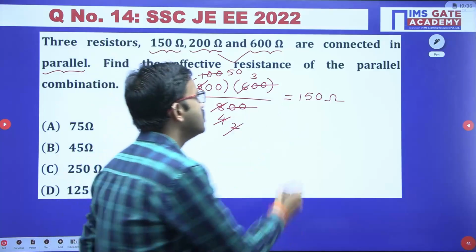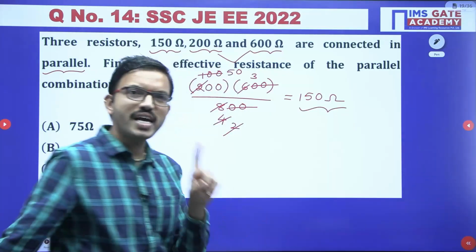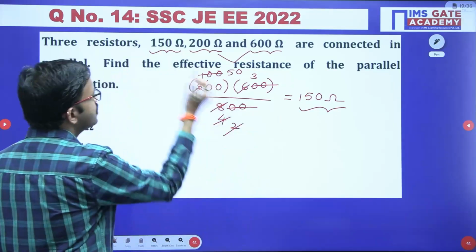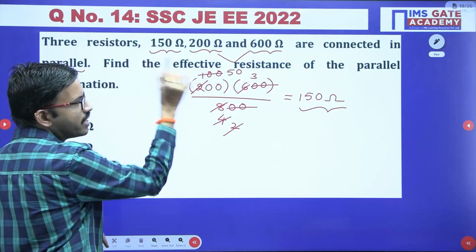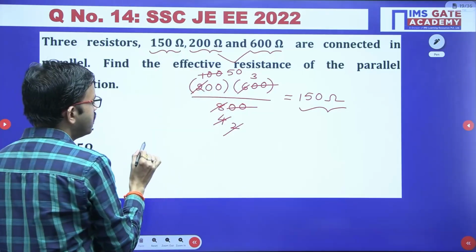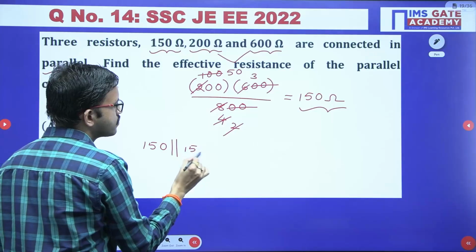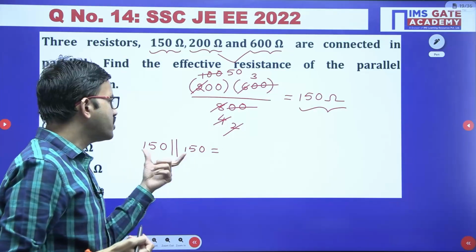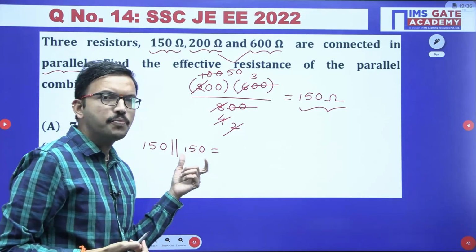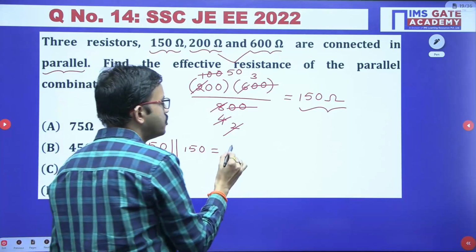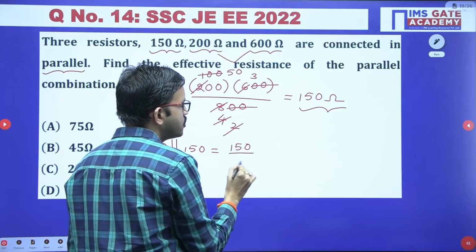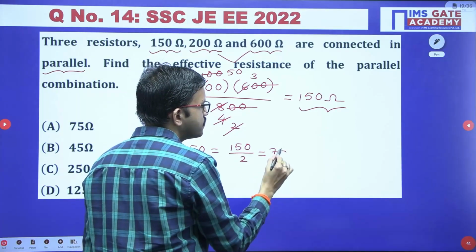Now just observe, the moment you get 150 ohm as one resistor, that resistor and this resistor are both connected in parallel. So 150 parallel to 150. When both resistors have the same value, the equivalent resistance will be R by 2. That means 150 divided by 2, which is nothing but 75 ohm.